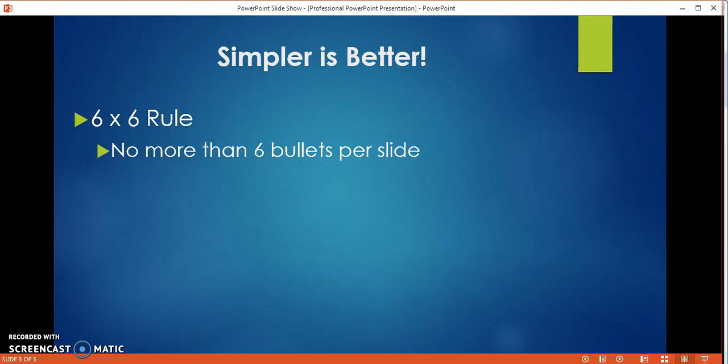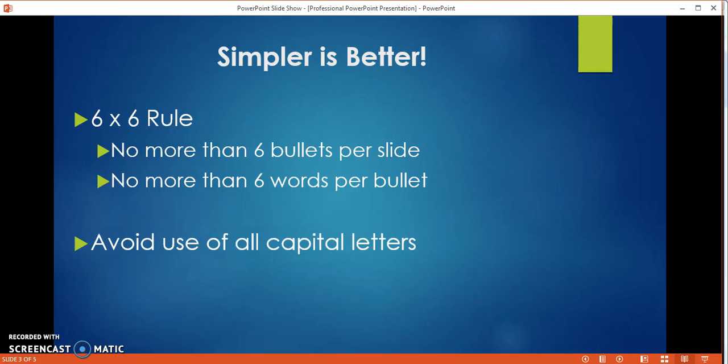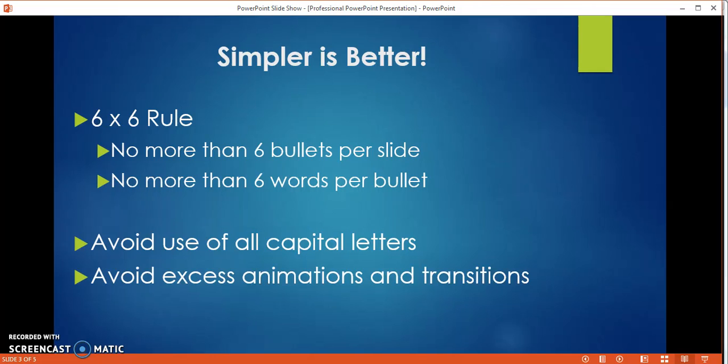The 6x6 rule, what that means is that there's no more than 6 bullets per slide, and there's no more than 6 words per bullet. That will help cut down on the massive amounts of wording, paragraphs on a PowerPoint, and can help the audience stay in touch. Also, you want to avoid the use of all capital letters. If you're using all capital letters when you're putting words on that PowerPoint, it's going to seem like you're shouting at your audience.